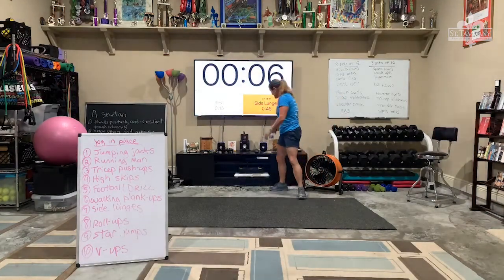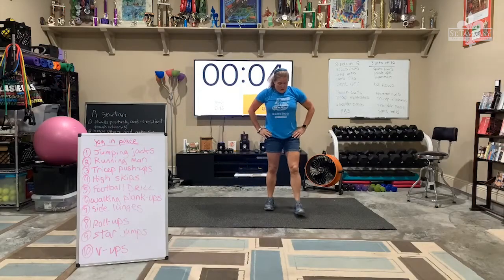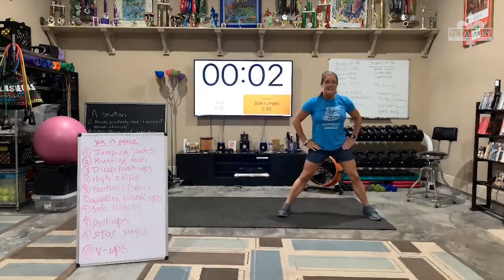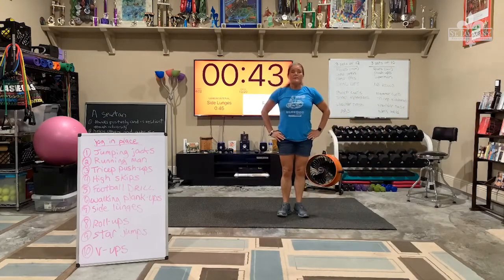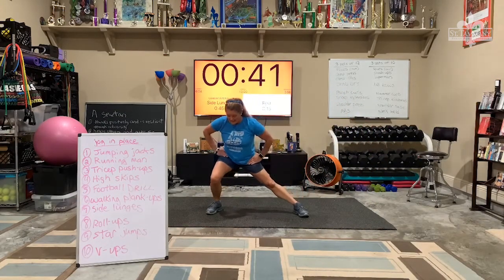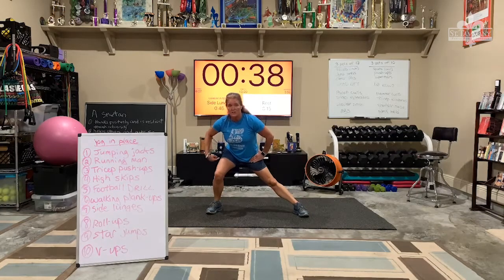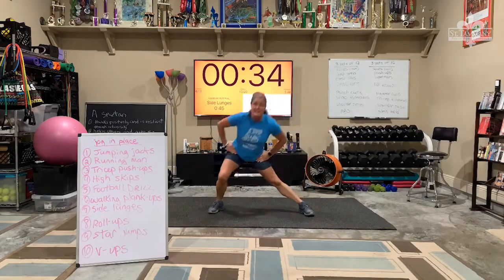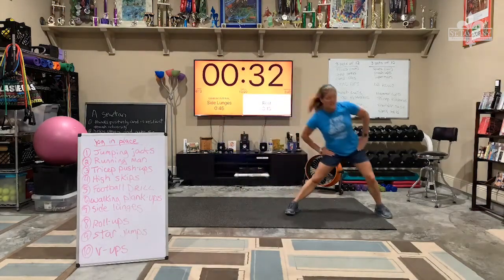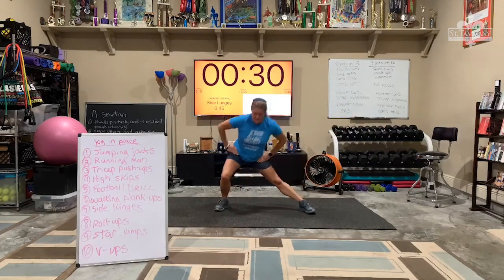Side lunges. Up next. Side lunges for 45 seconds. You are going to three, step out to the side. Two. One. Bend the leg. Step out to the other side. Bend the leg. Remember, those lunges are 45 degrees in the knees. It is the same thing as that front lunge that I taught you, but you're going out to the side.